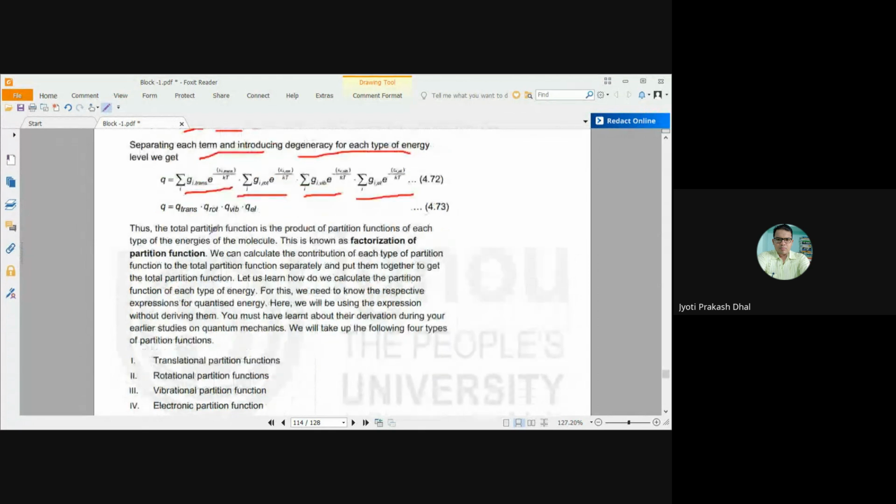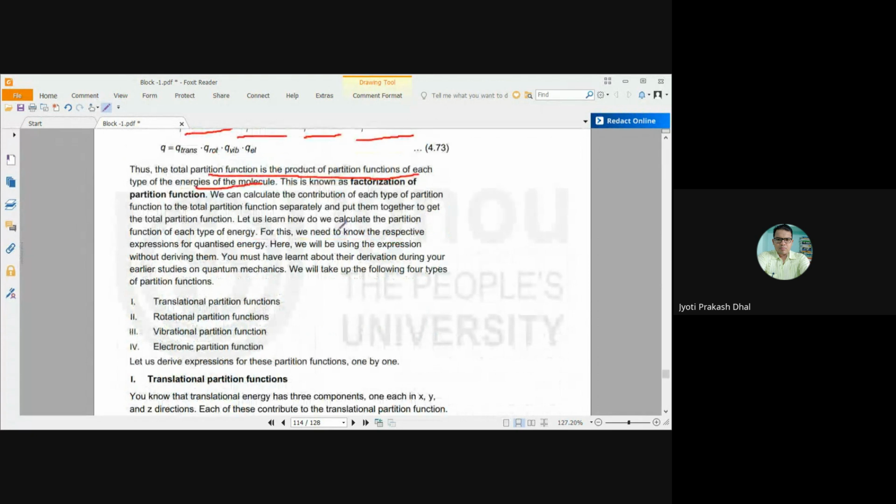Thus, the total partition function is the product of the partition functions of each type of energy of the molecule. This is known as the factorized partition function. We can calculate the contribution of each type of partition function to the total partition function separately, and put them together to get the total partition function. Let us learn how to calculate the partition function of each type of energy.